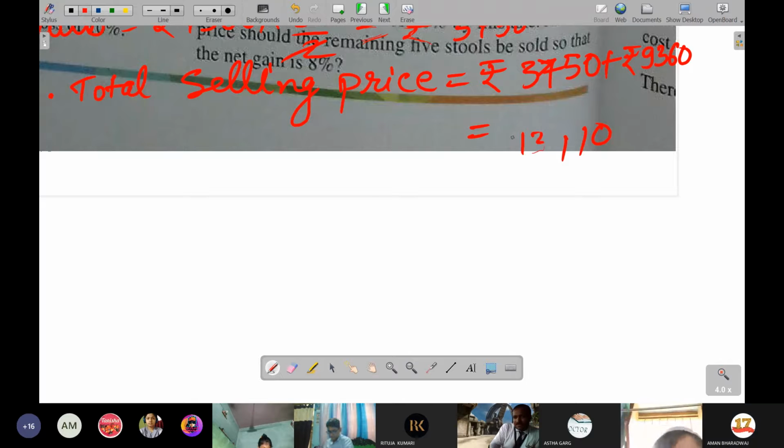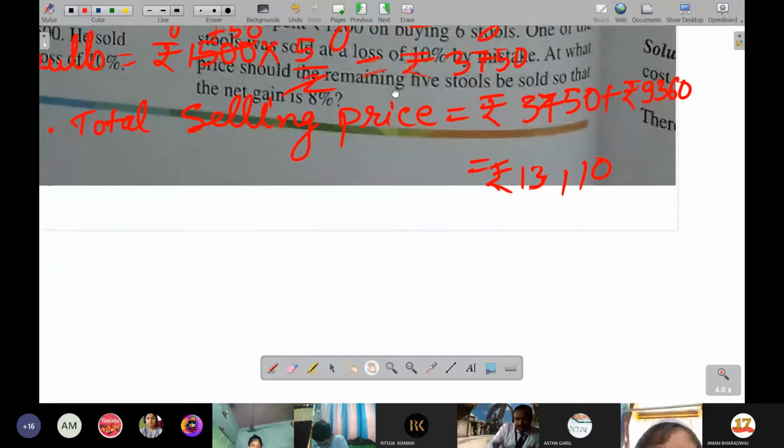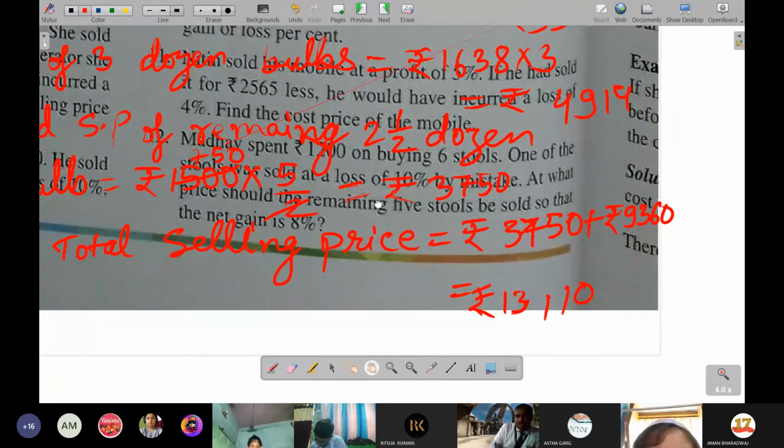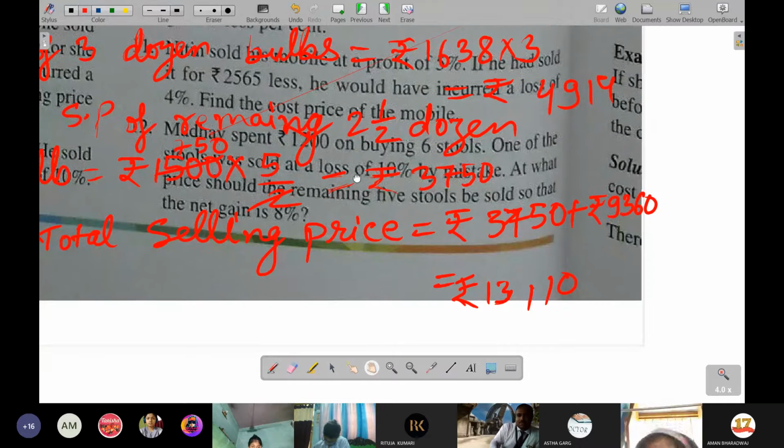That rupees 9,360 she bought the bulbs. Okay, that was CP, is it? Okay, I thought SP and I had written. Let me see. Okay, 4,914 it is. Okay, sorry.